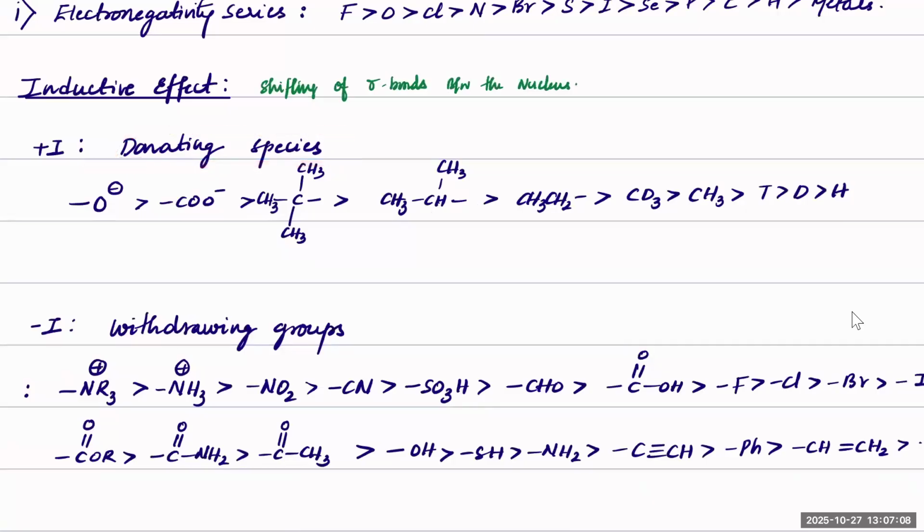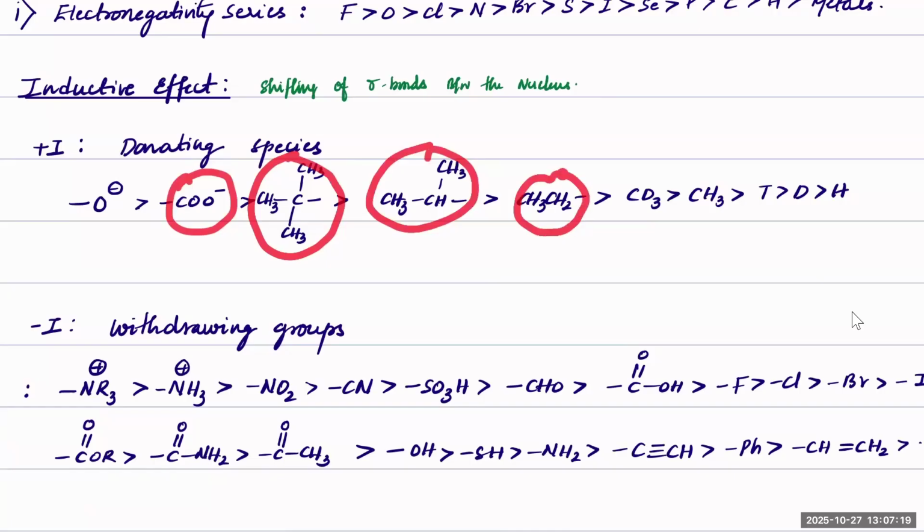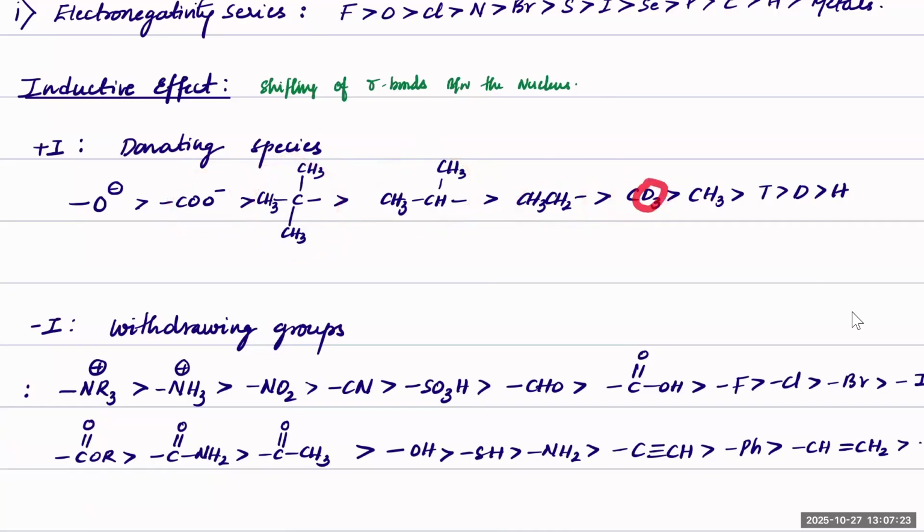Plus I is the donating species. So you see O minus, anything which has a negative charge, will be the strongest donating. Then COO minus, then tertiary, secondary, primary, and methyl with deuteriums, methyl with hydrogen, then tritium, deuterium, and hydrogen. This is the sequence of plus I. Clear, beta?